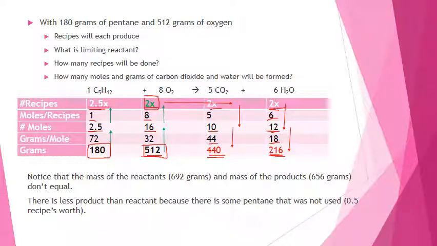Now one thing to notice about these problems is that if you add these two numbers here, it's 692. And if you add these two numbers, it's 656. When you have limiting reactions, the reactant does not equal the product in terms of grams. That's because you're going to have some of this left over.